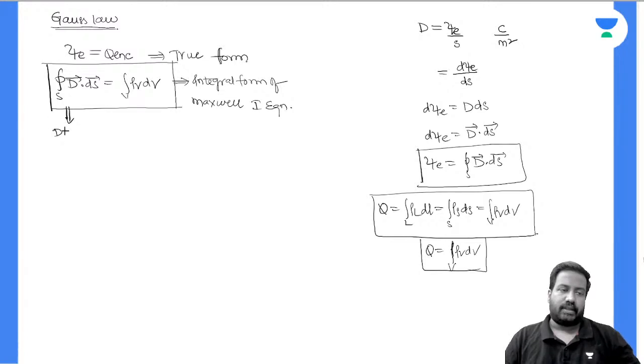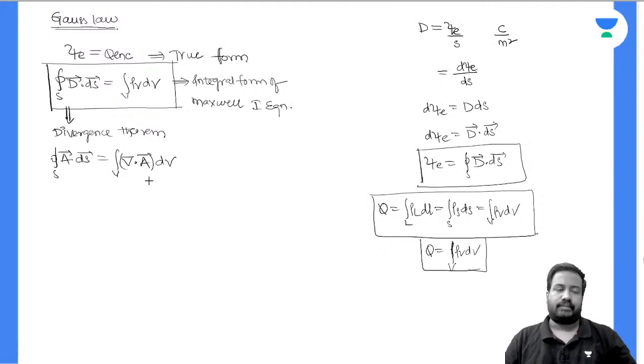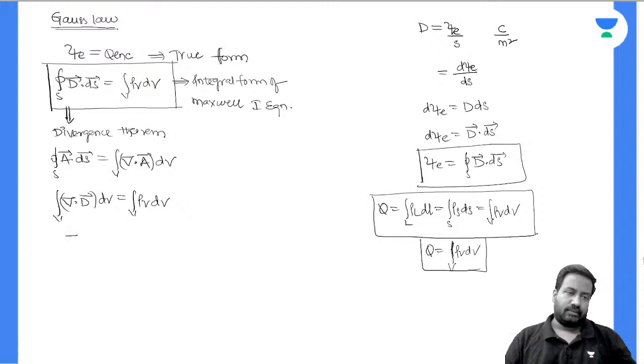Applying divergence on it, according to the divergence theorem, closed surface integral of A dot ds is equal to volume integral of del dot A dv. Substituting, volume integral of del dot D dv is equal to volume integral of rho v dv, which implies del dot D is equal to rho v.